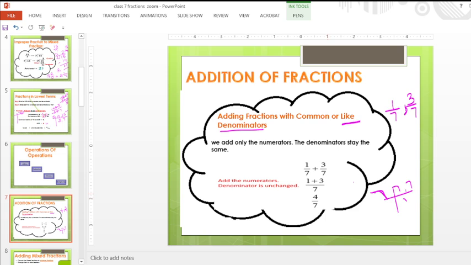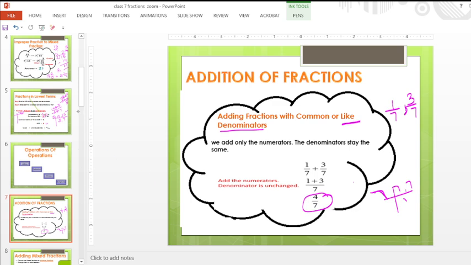4 by 7 is the answer, and you need to see whether it is in the simplest form. If not, then you always need to write your answer in the simplest form. And after the simplest form, you need to see whether it is a proper or improper fraction. If it is an improper fraction, you need to write it as a mixed fraction. Okay, so this is how you represent your answer at the end.